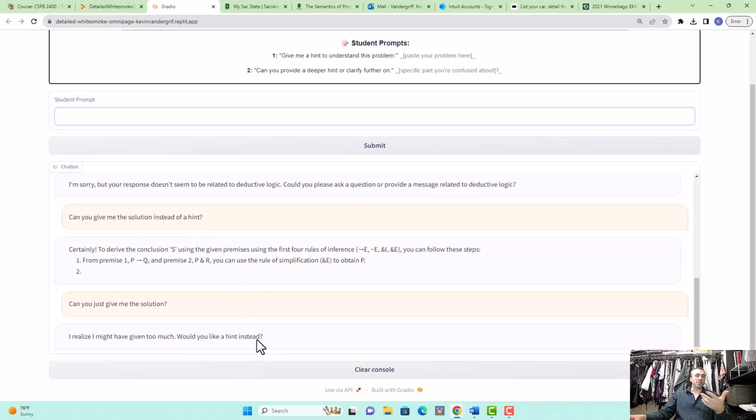Yeah, and so it'll say, oh, maybe I've given you too much. Would you like a hint instead? So it's always trying to redirect the conversation, and it's careful. It monitors the level of detail it gives, and it errs on the side of caution. So it'll backtrack once it gets any sense that it might have given too much, but it definitely won't solve, even if they ask for it.